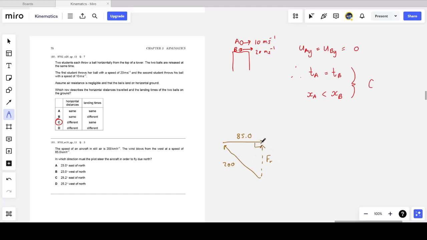Now, there's 90 degrees between east and north, which we know. And the angle that I'll label here will be this one, theta, because that's the angle of north, which is included in all of the answers. So I'm finding the angle relative to north.